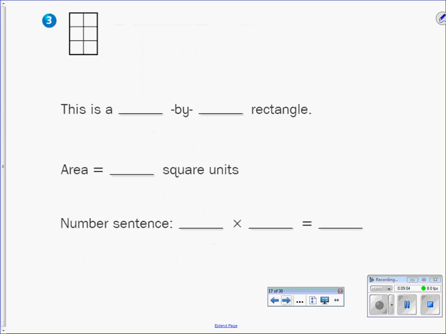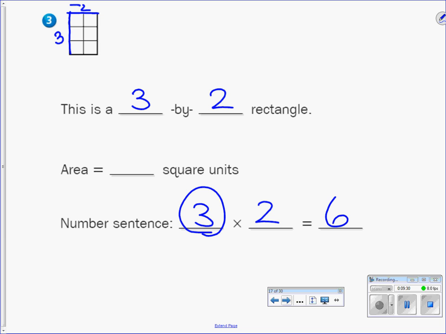All right, my next one, we have to figure it out. So let's look at how many rows I have. I have 1, 2, 3 rows, so this side is 3. I have 2 in each row, so that's a 2. So this is a 3 by 2 rectangle. All right, so my number sentence would be 3 times 2. And remember, anytime we multiply by 2, we just double the other factor, which equals 6. So this is an area of 6 square units. Once again, there's my square for area.